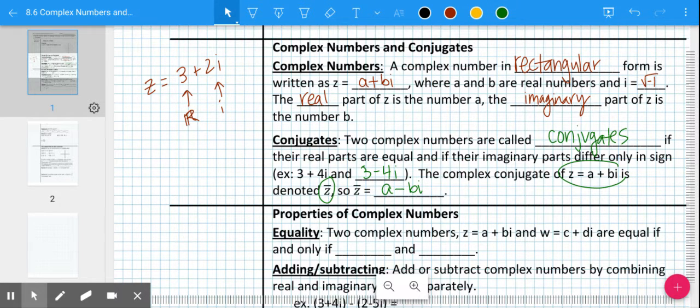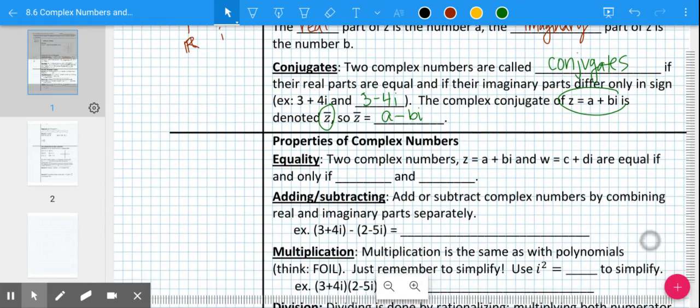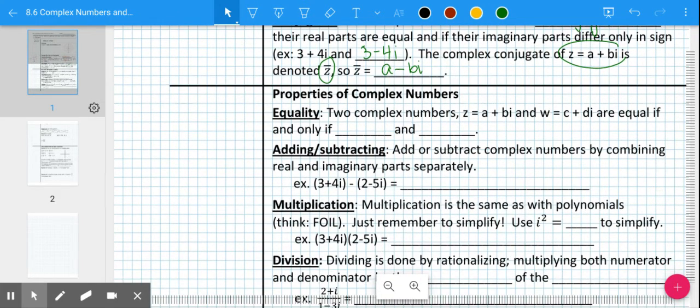Now, some properties of complex numbers that you should be familiar with. If I have two numbers and we're saying that they are the same, two complex numbers are equal, then the real parts would have to be equal, a and c, and the imaginary parts would have to be equal, so b and d. How do we add or subtract numbers?